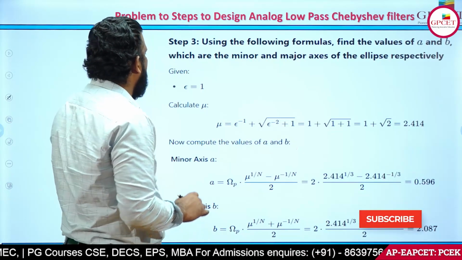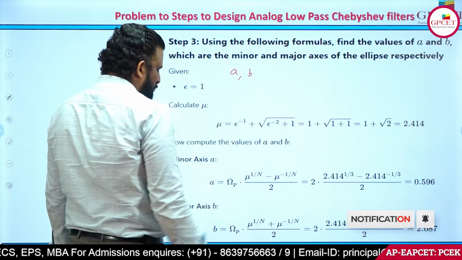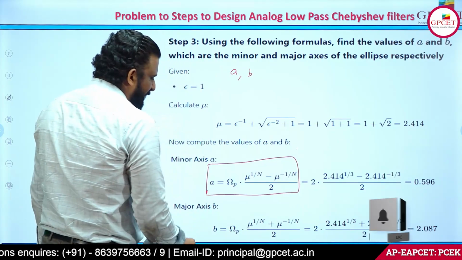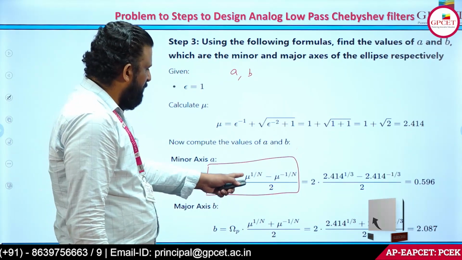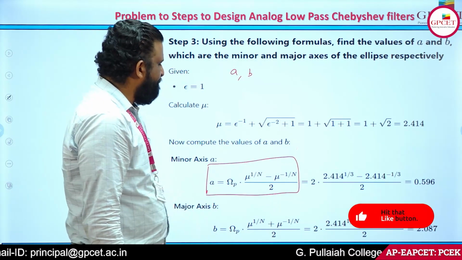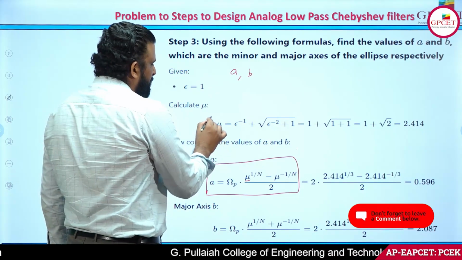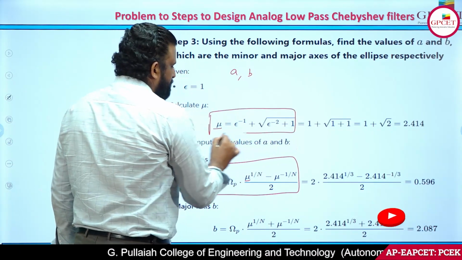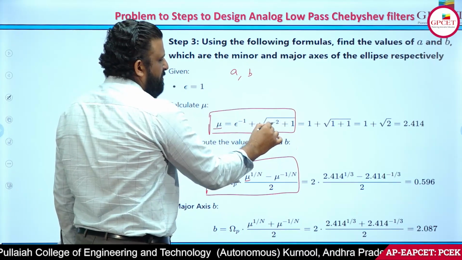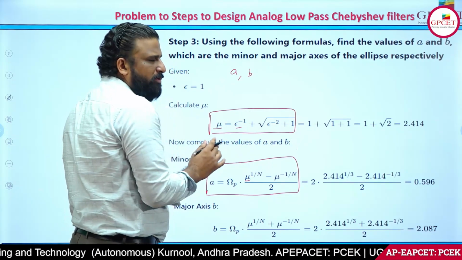Now in the third step, same as before, we need to find the value of the major and minor axes, A and B. First of all, we write the formula of the A value and B value: omega p into (mu to the power of 1 by N minus mu to the power of minus 1 by N) by 2. Here we don't know the value of mu. To find the value of mu, we take the formula: mu is equal to epsilon to the power of minus 1 plus square root of epsilon to the power of minus 2 plus 1. Do we know the value of epsilon?